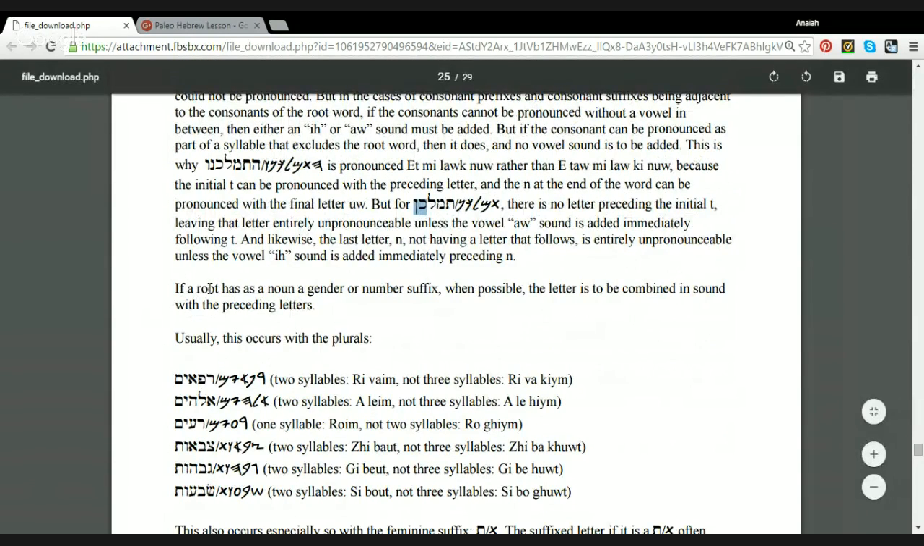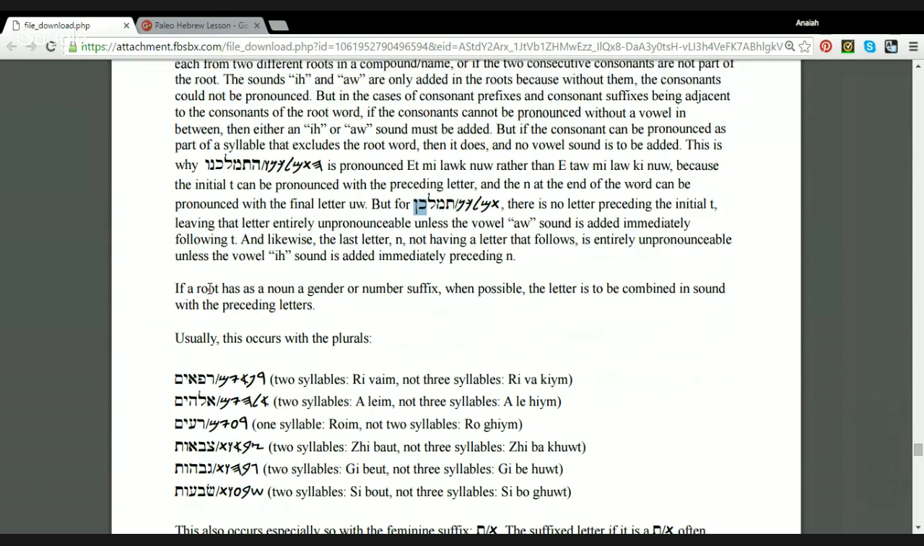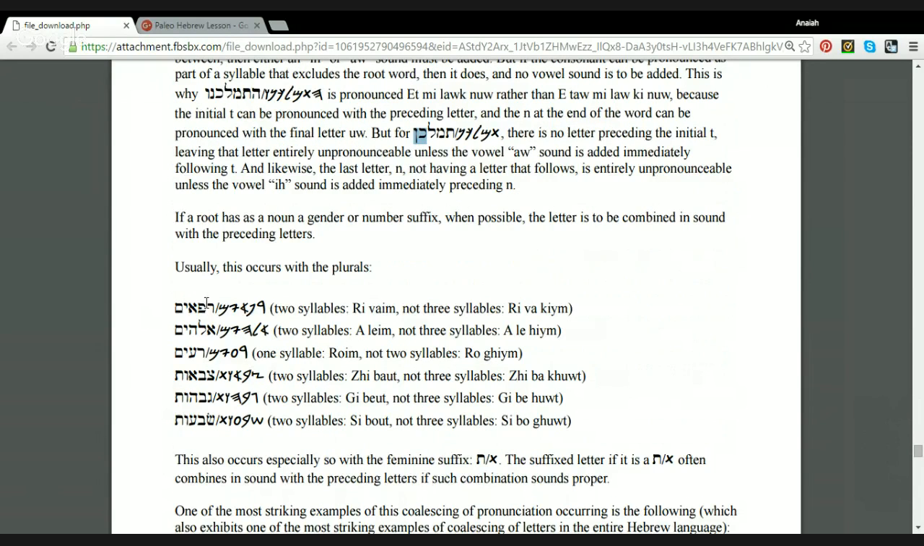And then I say, if a root has a noun a gender or number suffix, when possible, the letter is to be combined in sound with the preceding letters. Usually this occurs with the plurals. So I say right here, instead of saying Rephaim, you've heard of the Rephaim? I think so. Yeah, they're like Nephilim kind of. It should say right here, Revaim, not Rivakim. You don't need to say Rivakim. You just say Revaim, 2 syllables.